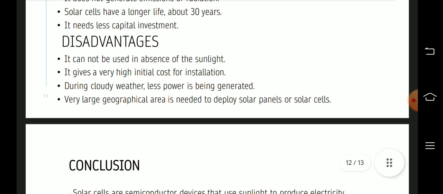And disadvantages of solar cells: it cannot be used in the absence of light. We cannot use solar cells in the absence of light, but we can use solar cells at night by charging a battery. It has a very high initial cost for installation. At the beginning the solar cell has high cost, but in future it will give more and more electricity. During cloudy weather, less power is generated. Very large geographical areas are needed to deploy solar cells.